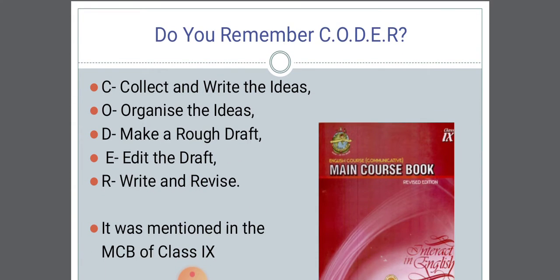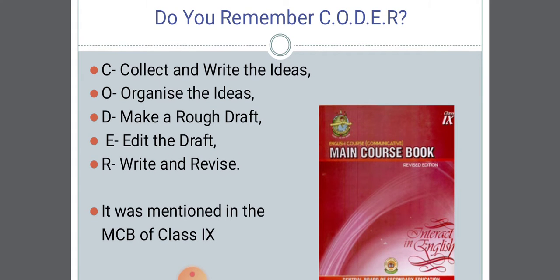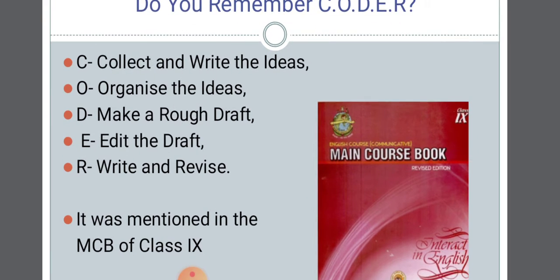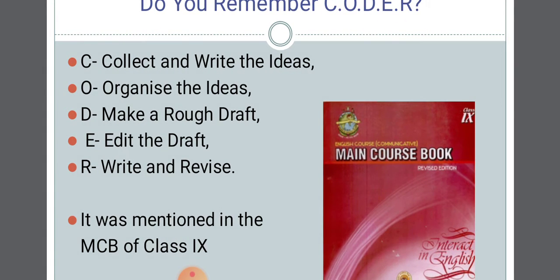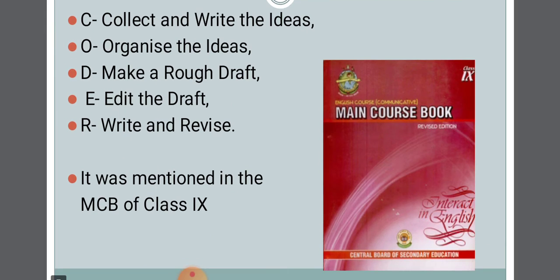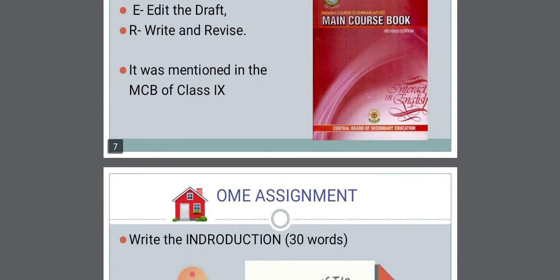Do you remember the CODER? Don't forget this one. CODER is very important when you want to finalize your write-up. C for collect and write the ideas. This was there in your main course book in 9th and 10th standard. O means organize the ideas. D means make a rough draft. E means edit the draft. R stands for write and revise, redraft. It was mentioned in your course book in class 9 also.